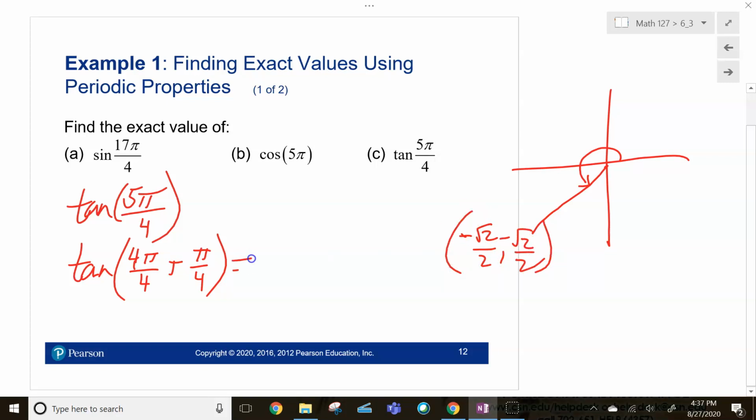And you say, what's the tangent of 5 pi fourths? Well, it's the sine over the cosine. So we got 1 on that, okay?